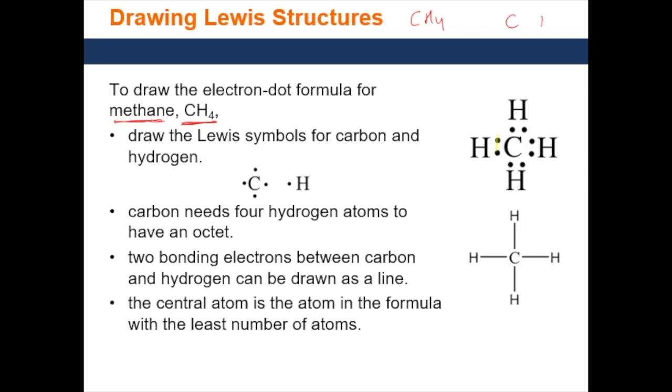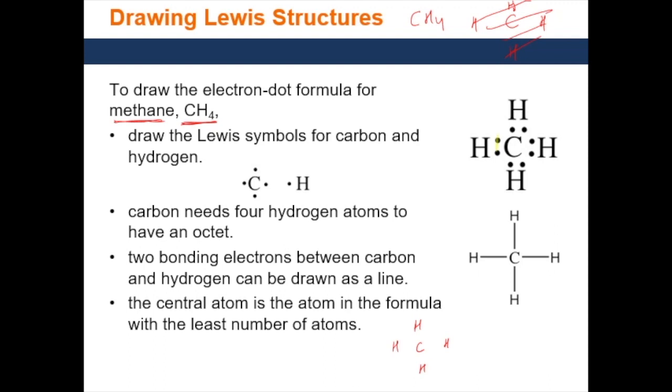Hydrogen will be all around it. Hydrogen, hydrogen, hydrogen, hydrogen. Okay. Now we need to identify how many valence electrons it has. Actually, let me draw the structure right here at the very bottom. So carbon, with hydrogen, hydrogen, hydrogen, and hydrogen around it.